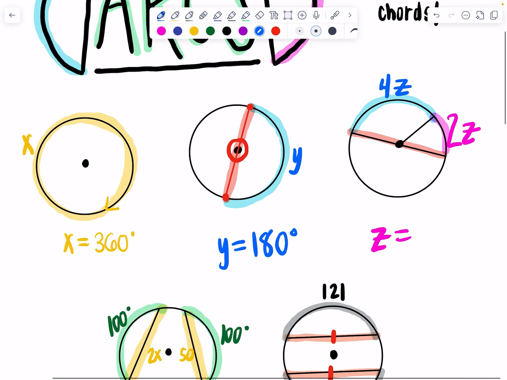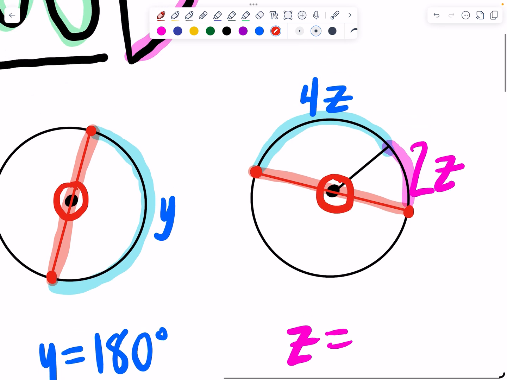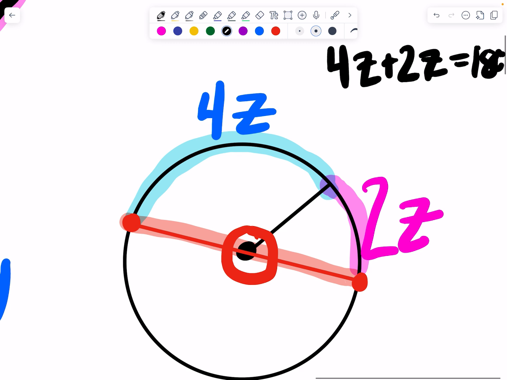Now how do we find the value of z in this next picture? Well, again, I have a diameter. How do I know that it's a diameter? Because it is a chord that starts and stops on the circle and goes through the center. So what do I know that the sum of these two should be? It's going to be 180 degrees total. And so what you would do is 4z plus 2z is going to be equal to 180. So we're looking at the measure of these arcs and not the length of these arcs. We'll come back and do length of these arcs later.